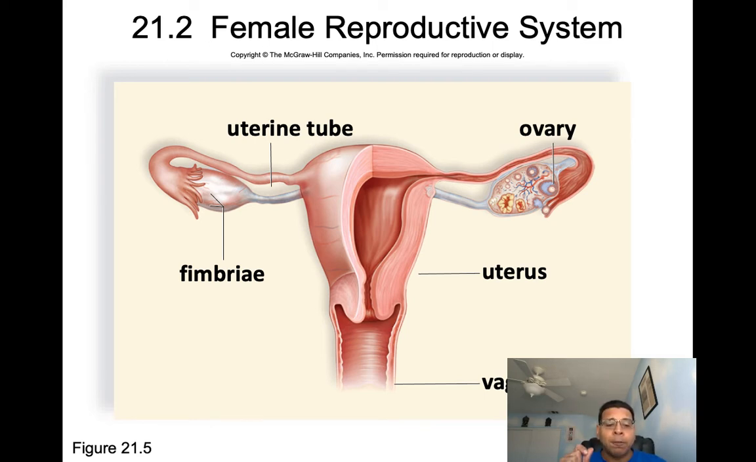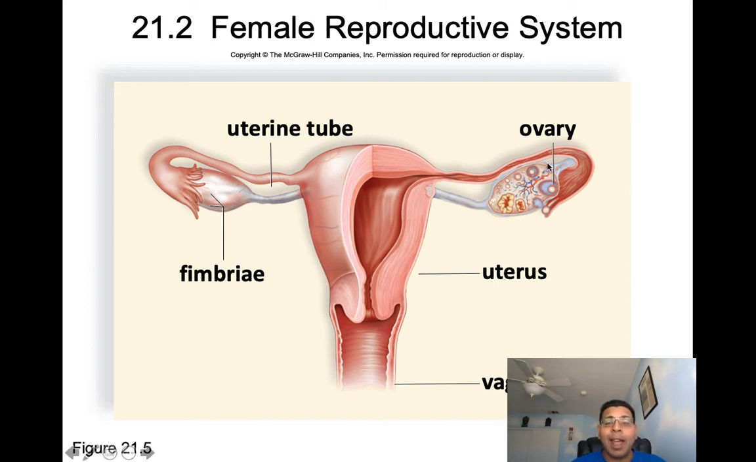Fertilization and the formation of a zygote are going to take place inside the uterine tubes, the fallopian tubes. Fertilization is the process where the sperm and the egg unite. The developing embryo will then arrive at the uterus.